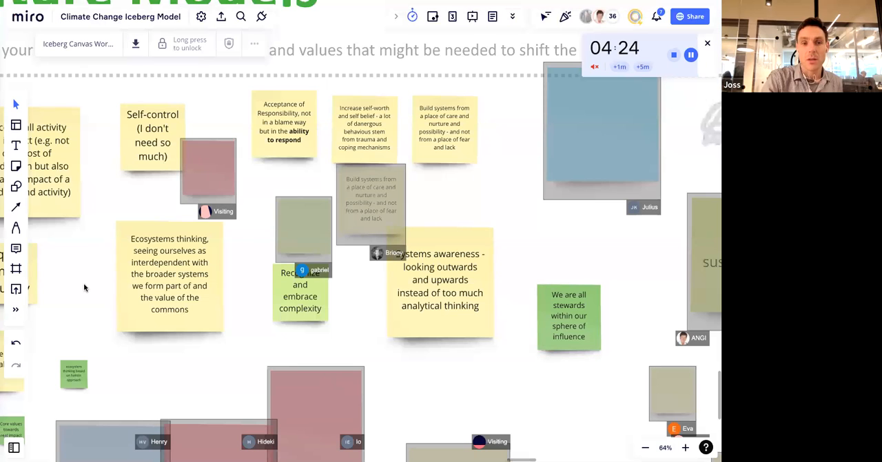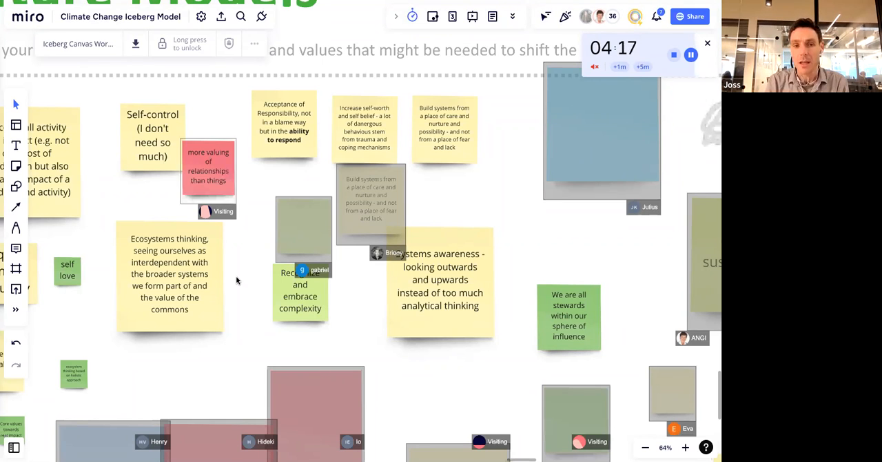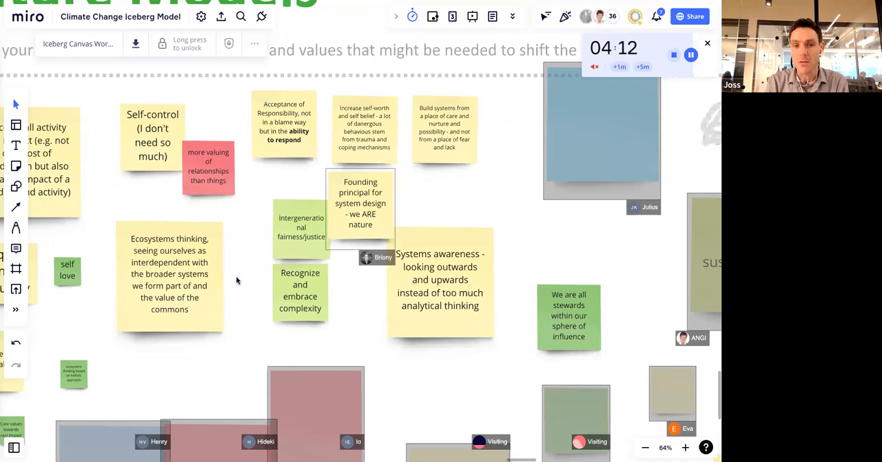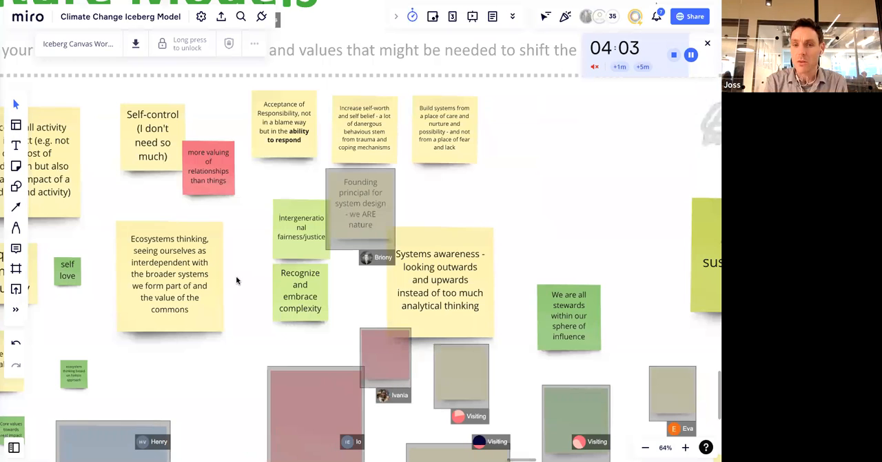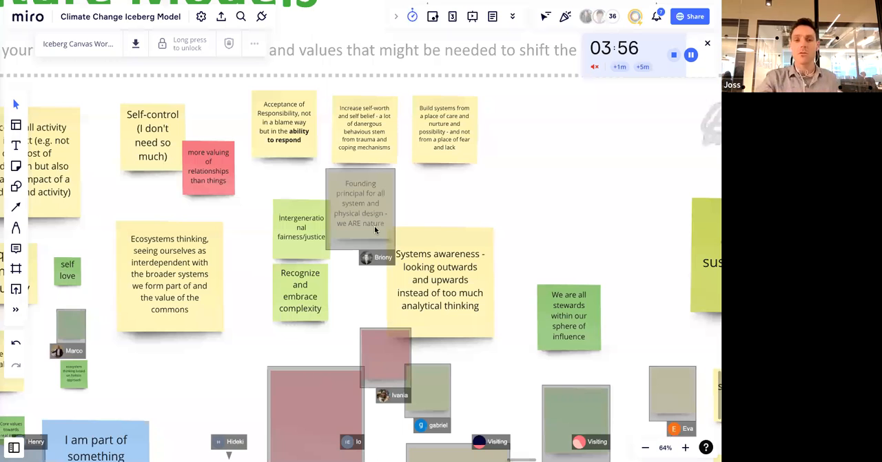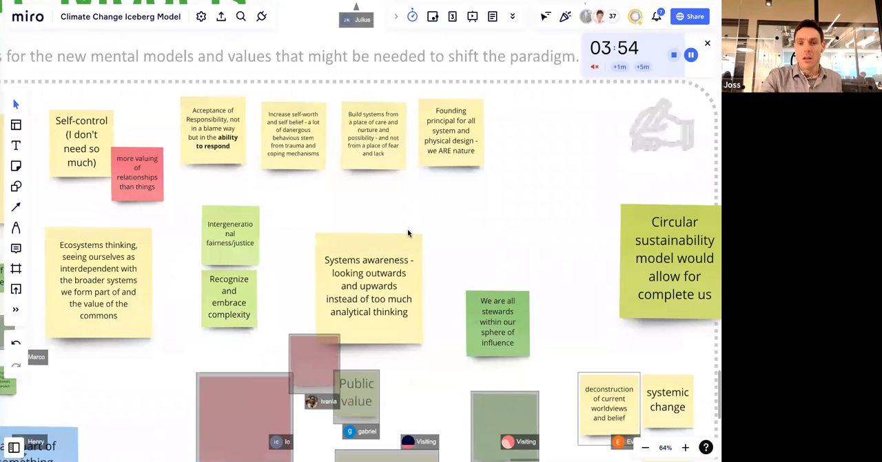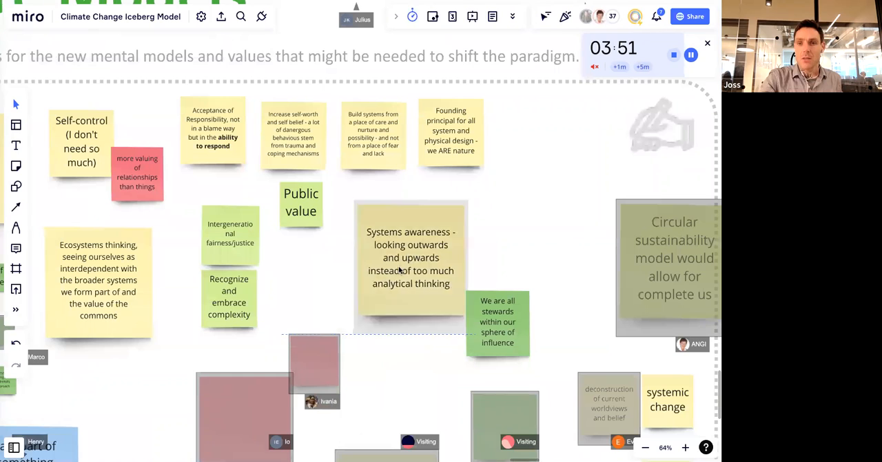So I just put a couple of examples up here about what new mental models and paradigms might look like. Ecosystem thinking, seeing ourselves as interdependent with the broader systems we form part of, and the value of the commons. Might be one example of a new paradigm. Systems awareness, looking outwards and upwards instead of being too narrowly focused on specific issues, analytical thinking. So those are just two examples of new ways of thinking that might help us here.